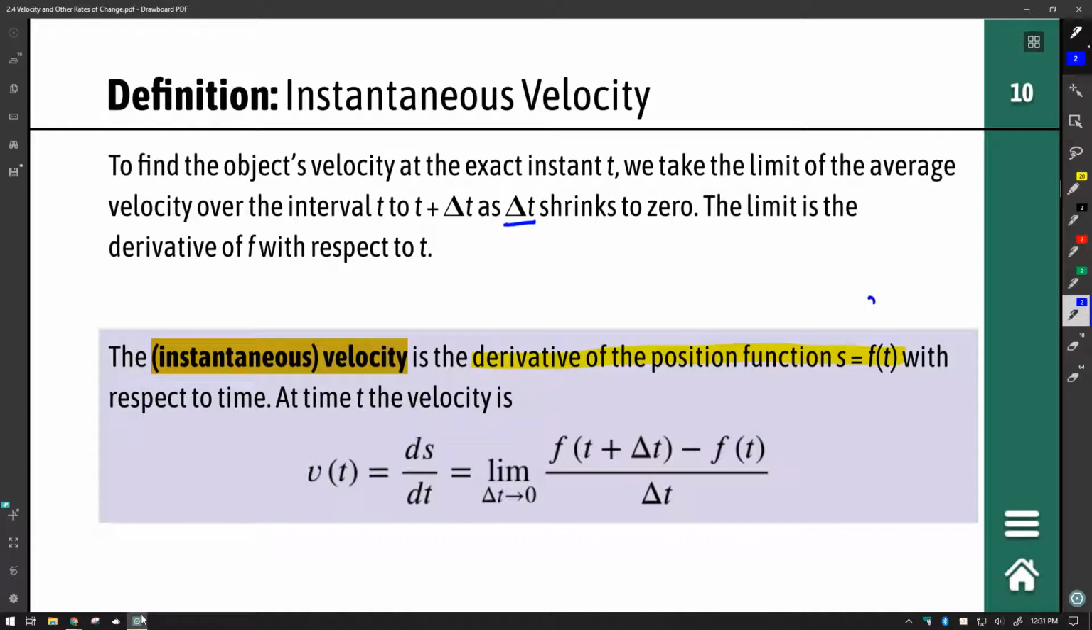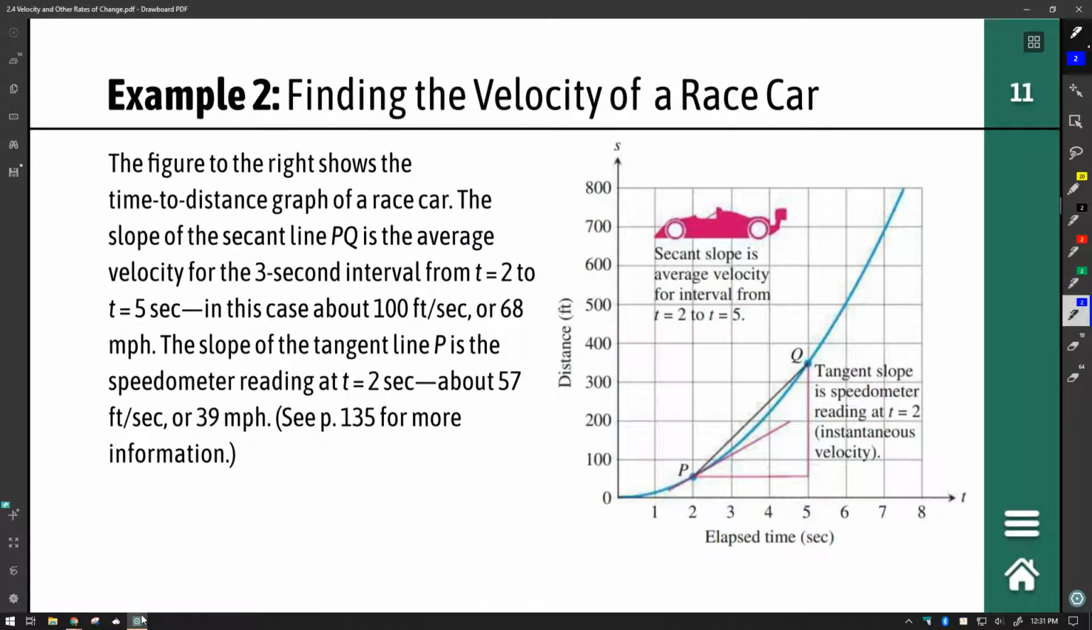So we may even see this called F prime of t or S prime of t, depending on if S or F was used as the position function. In our definition down here, velocity function v of t is the derivative with respect to time of S, the position function. So here's an example using those ideas.